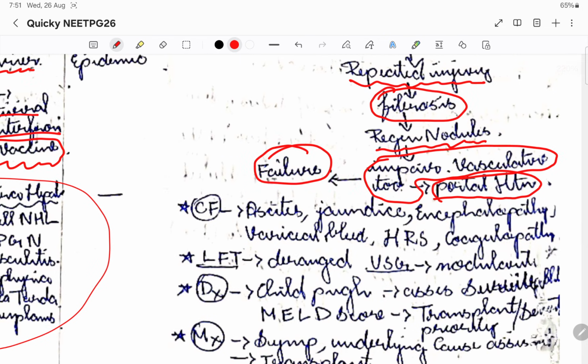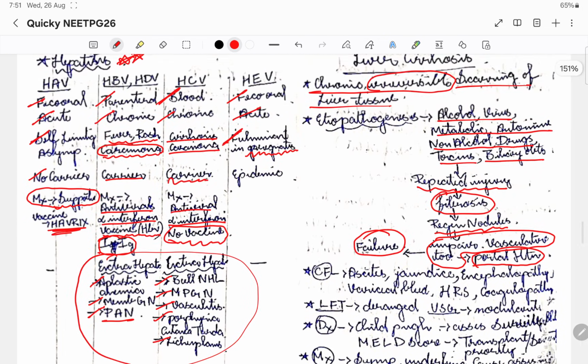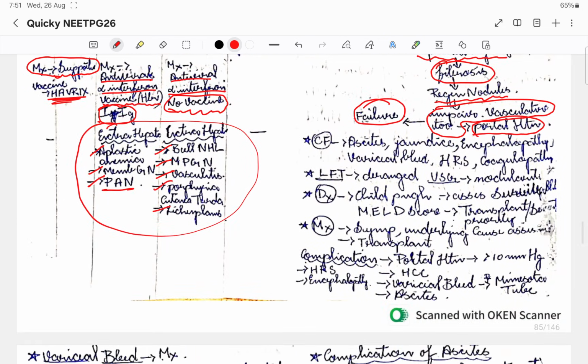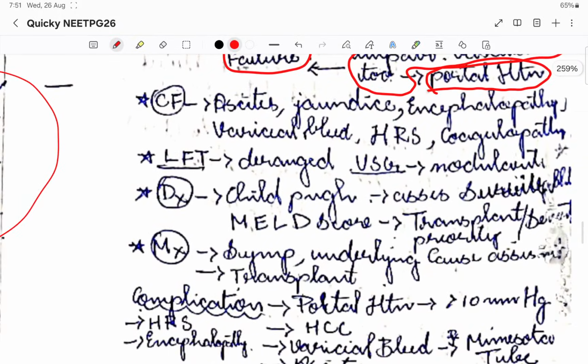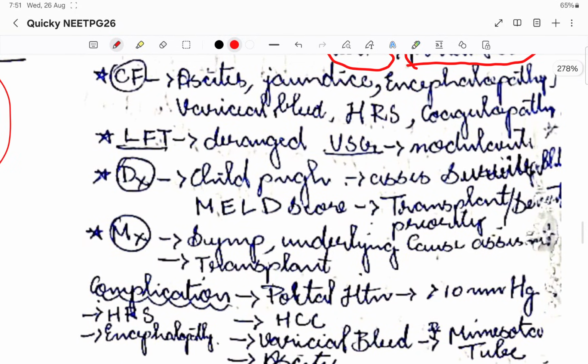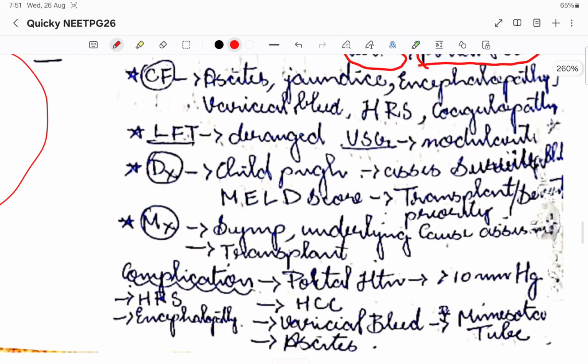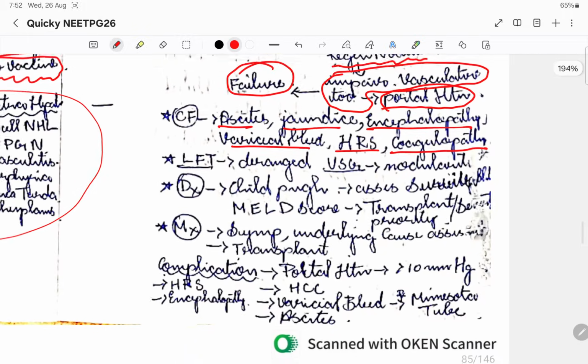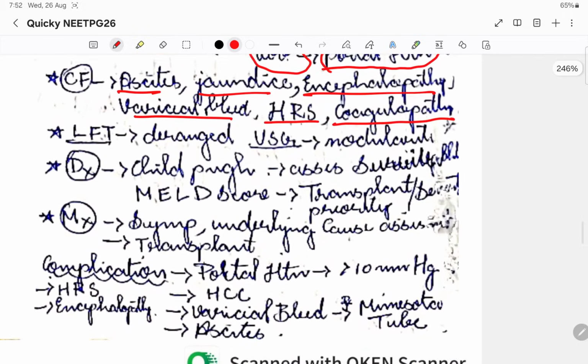So this is the staging, how the pathogenesis of liver cirrhosis happens. Then coming to how the patient might present, it is basically almost failure-like symptoms only. The early stages will be with ascites, jaundice, encephalopathy, variceal bleed, then HRS, hepatorenal syndrome, and coagulopathy. So these are the things that the patient might present with.